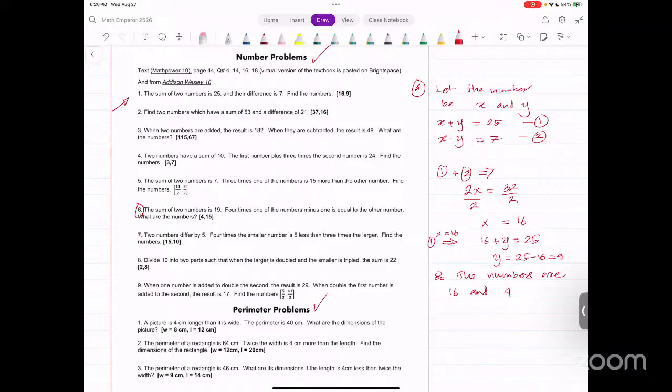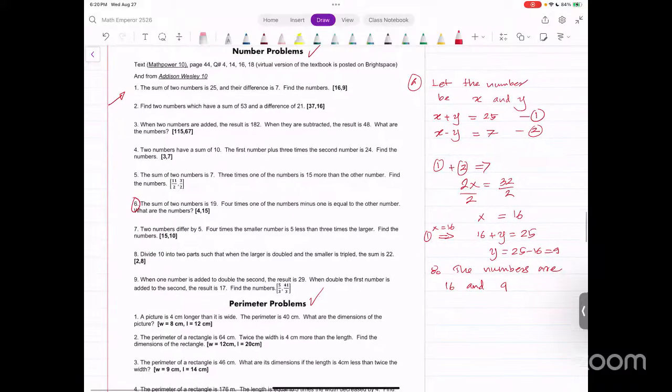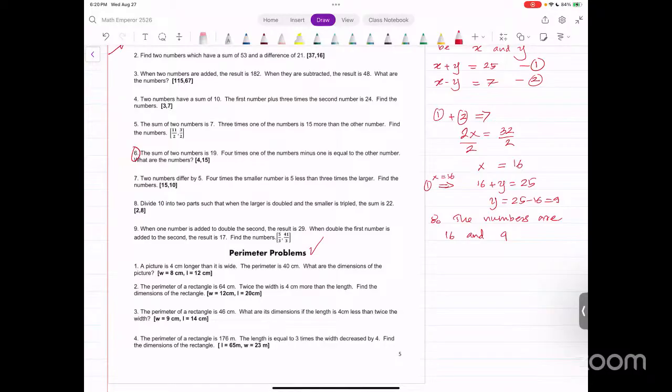All right. Now going back to Varsha, do you have an answer for this question, number 6? I have 4 and 15. You got 4 and 15.